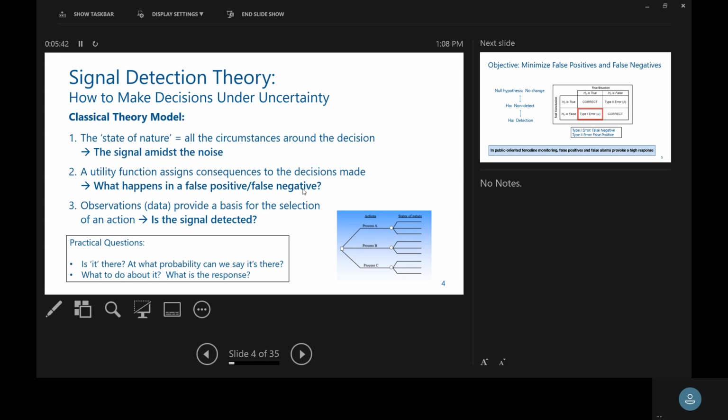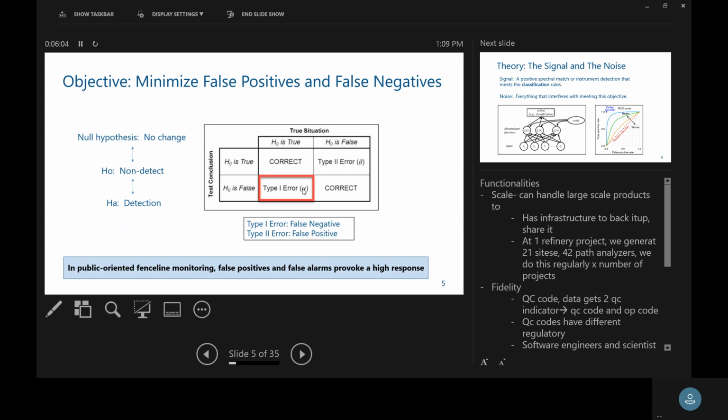And ultimately the question is, is the signal detected? As I said at the beginning, ultimately the practical question is, is it there? Is it a real detection or not? And this is kind of the graphic of the decision. You have a decision tree to go through at different points, each to the question. Minimize false positives and false negatives.